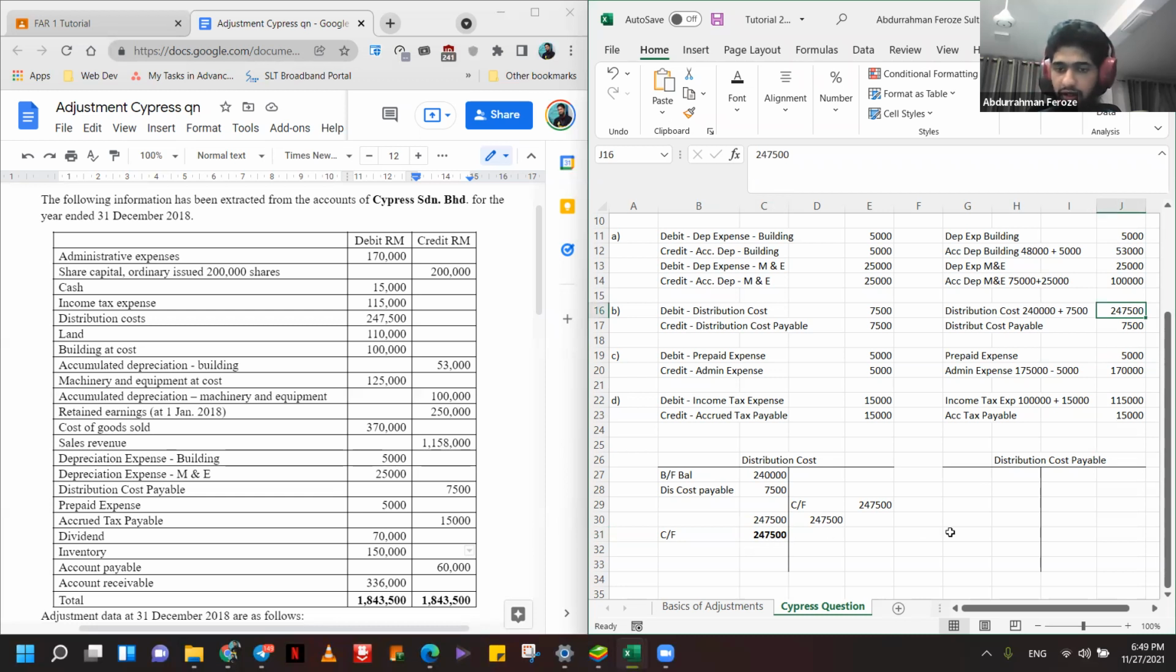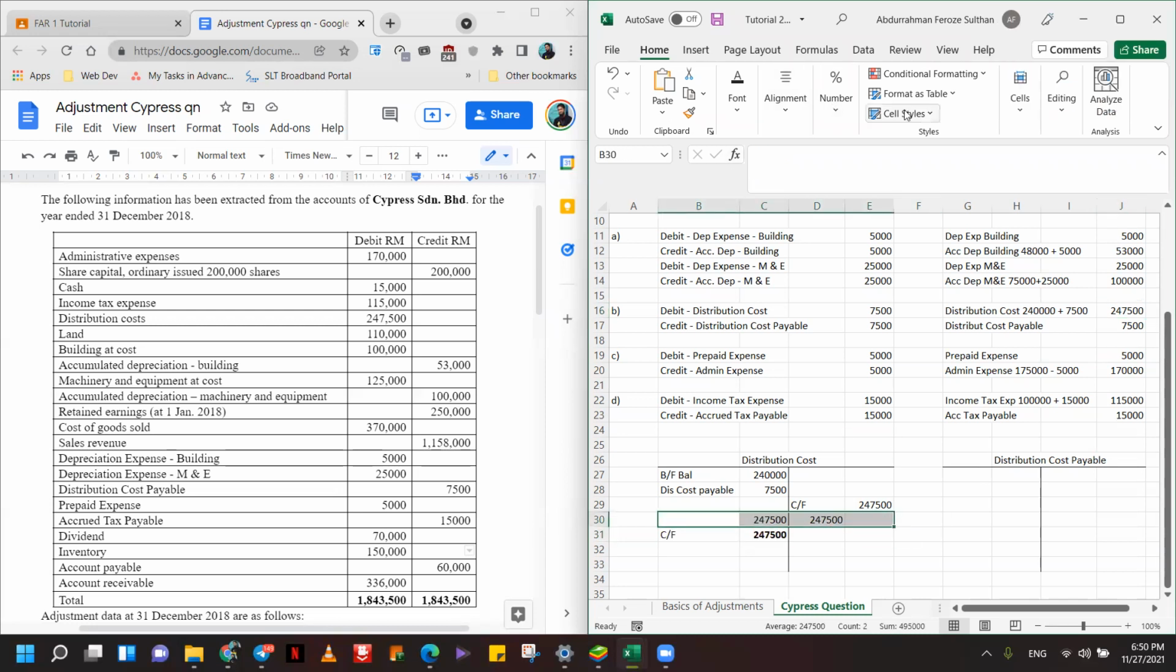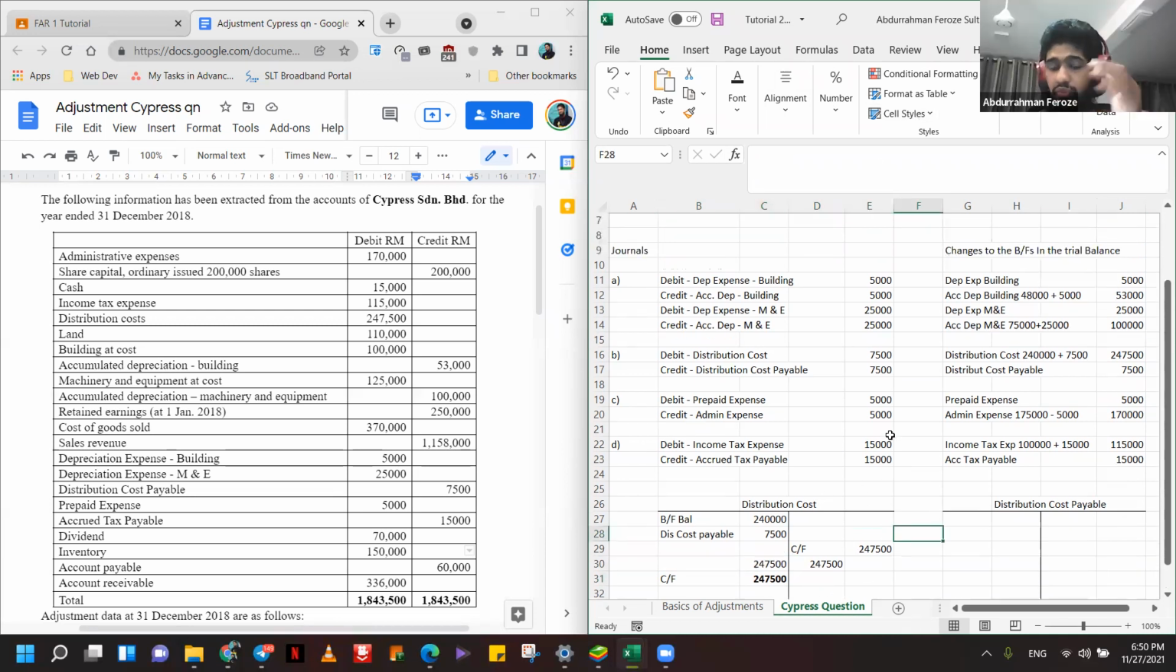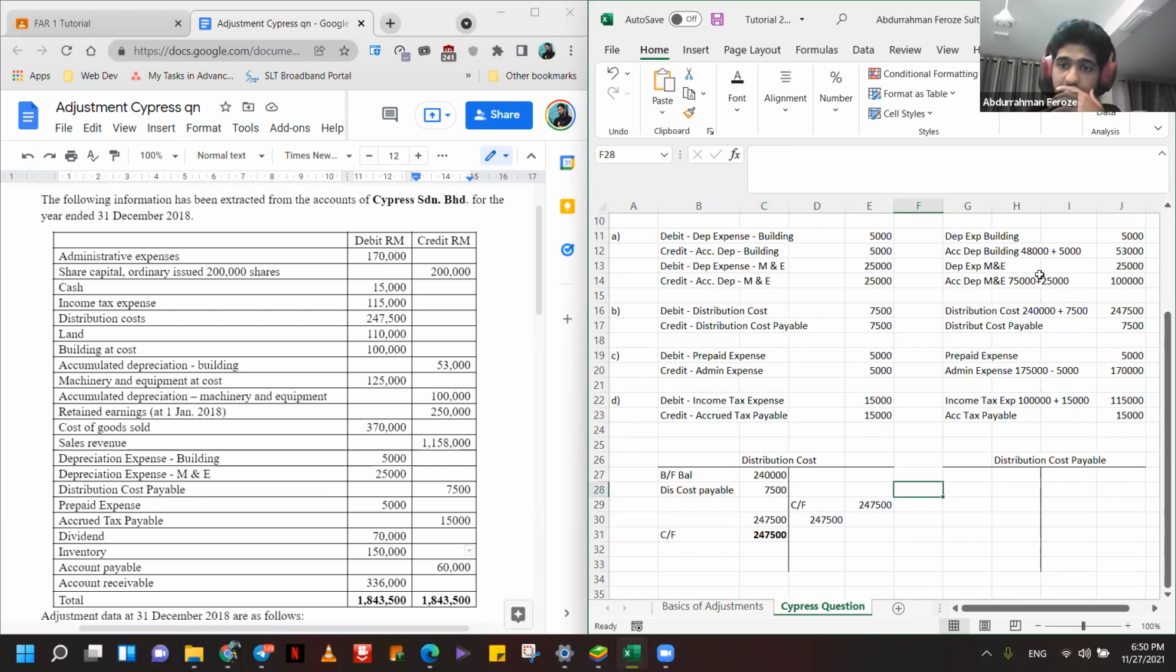Did you understand how the T account was done? Yeah. All right. So you can do this for each. Basically the idea of doing the T accounts is that for every single entry, for depreciation expense, for accumulated depreciation building expense, for each one you do a T account. So this would take a very long time. So it is not necessary at all.